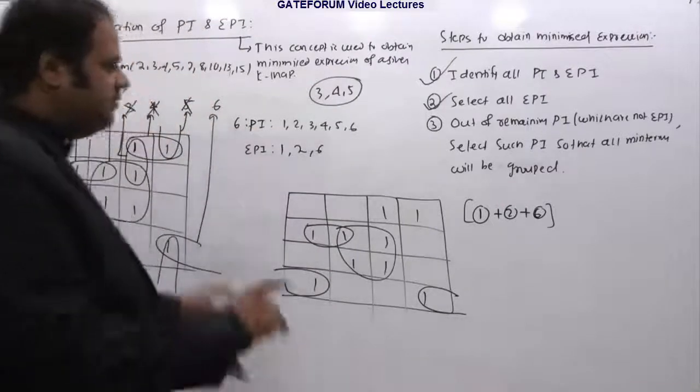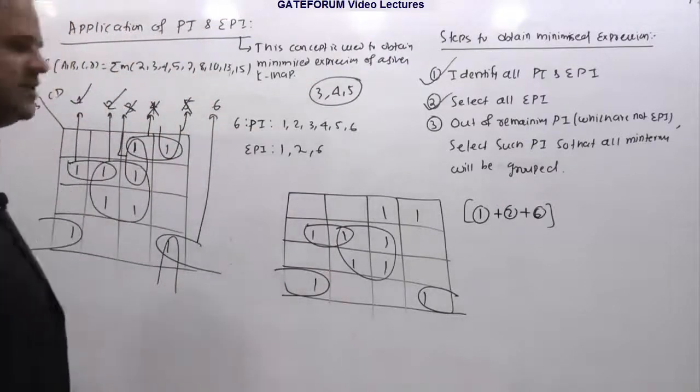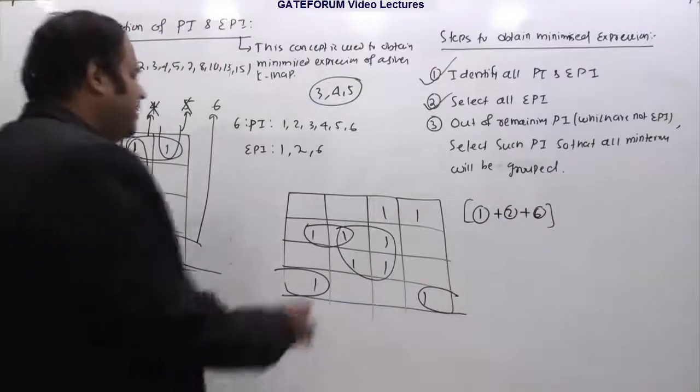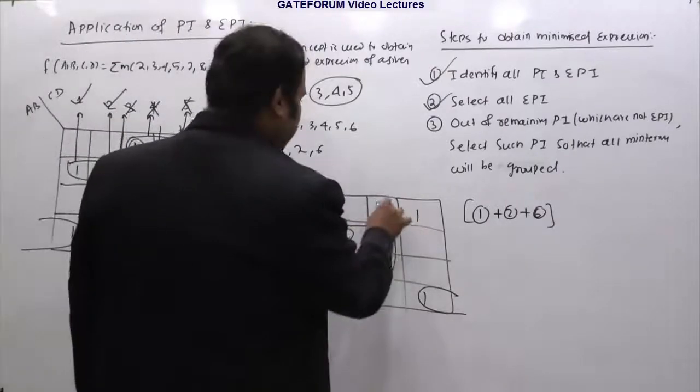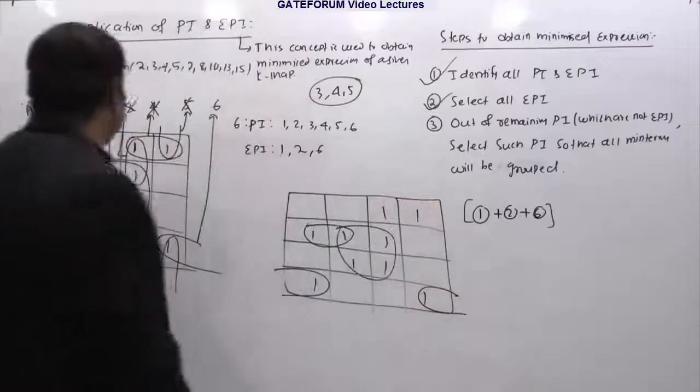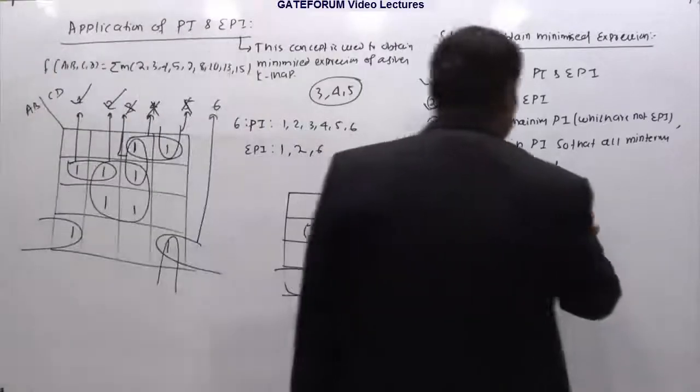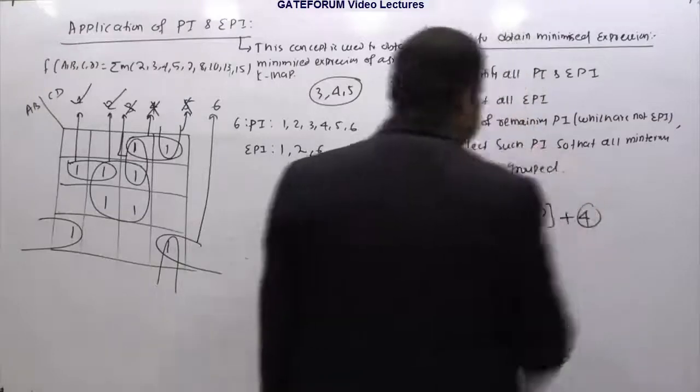Out of these 3, 4 and 5, I should select in such a way that all the minterms will be covered. So what is my target? My target is to cover this one. And which group is this? This is nothing but group number 4, if you see. So this is what your minimal expression will be.